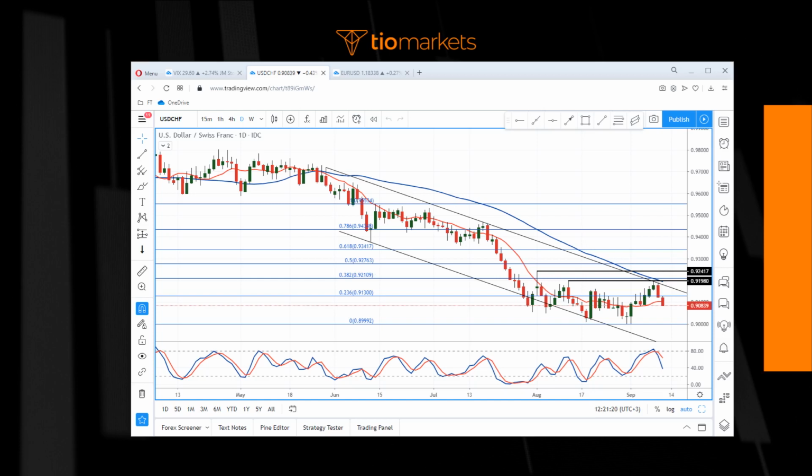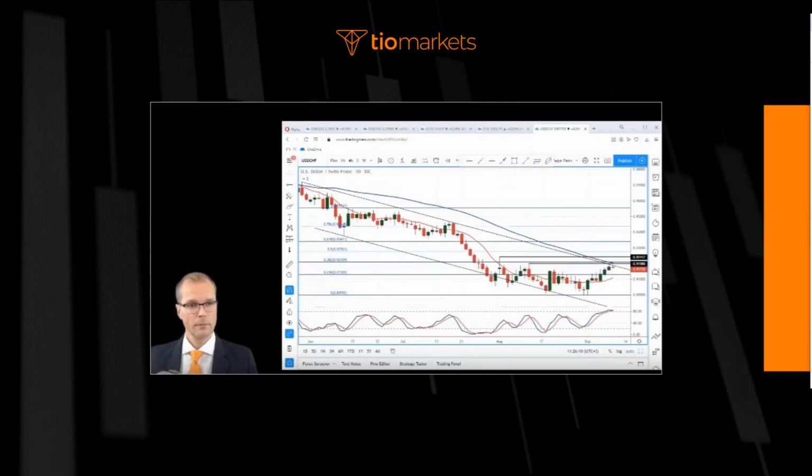As you know, this is highly negatively correlated with EURUSD, so there's a big likelihood that if the Euro moves higher, this market moves down. Then another market, let me show you.